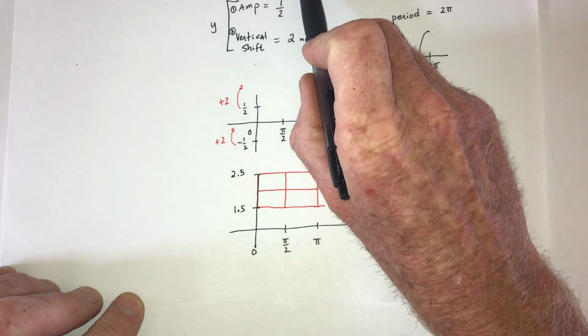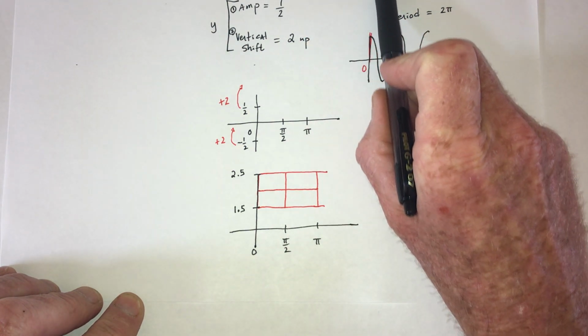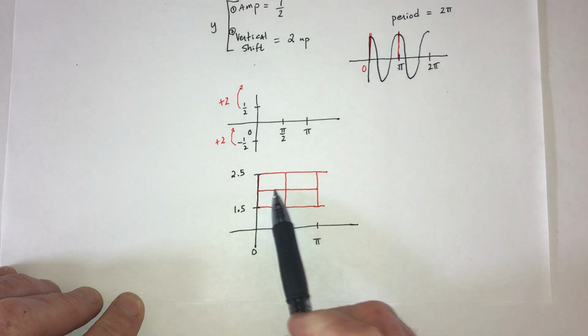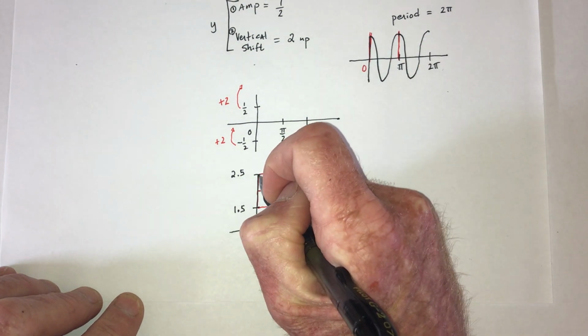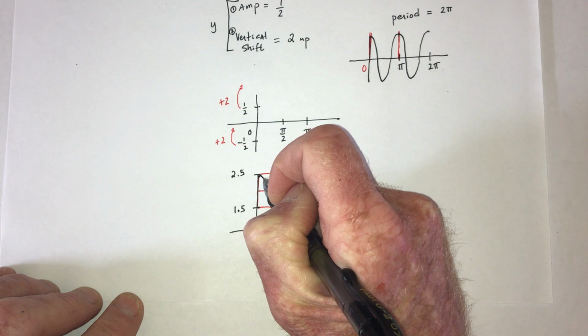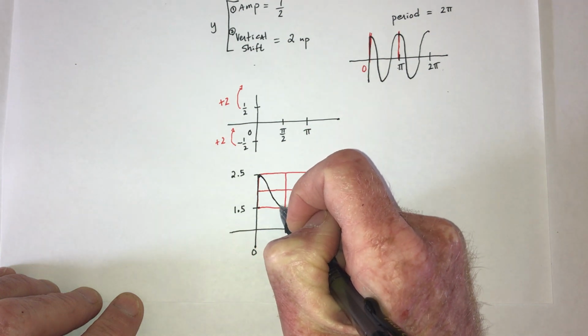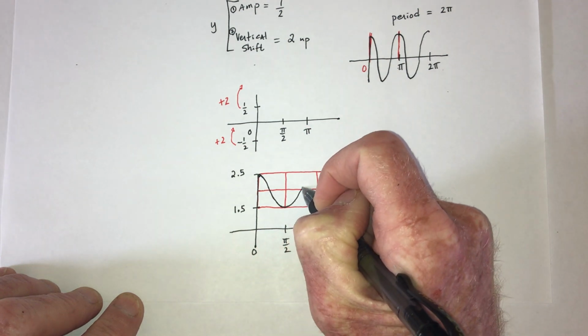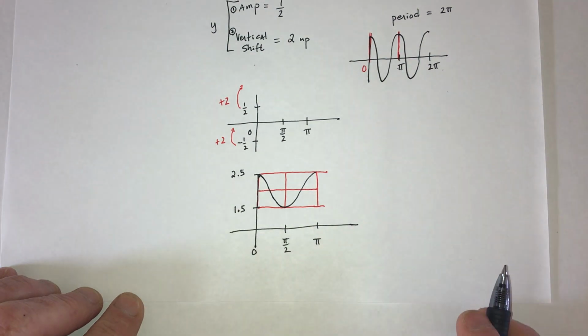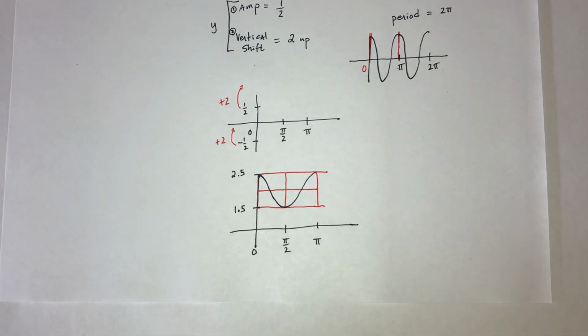And then we're graphing cosine. So you have to take this basic shape right here and fit it in this box. So it would start at the top. By the middle, it would go down to the bottom. And then it would go back up to the top. And that is my graph.